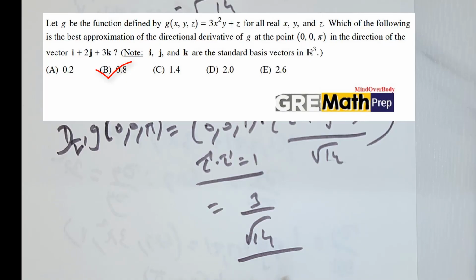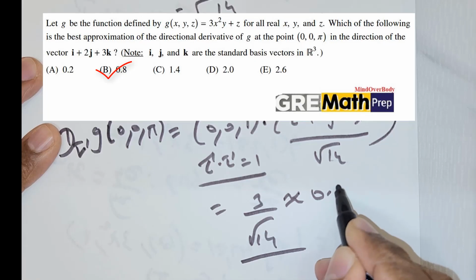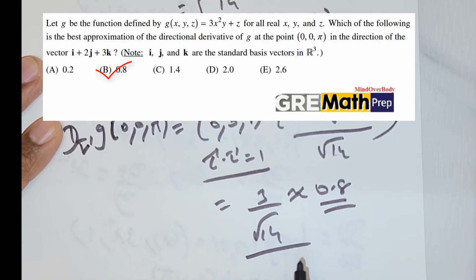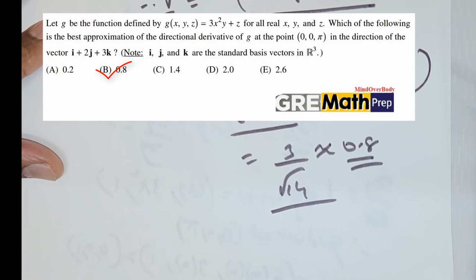Okay, but we need to get the value. The question wants us to get a value. So this is approximately 0.8. So this will be the choice for this particular question. Okay, we can move on.